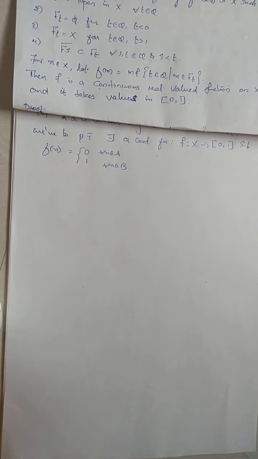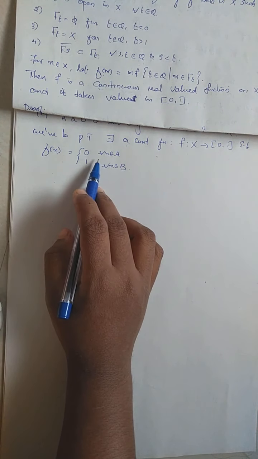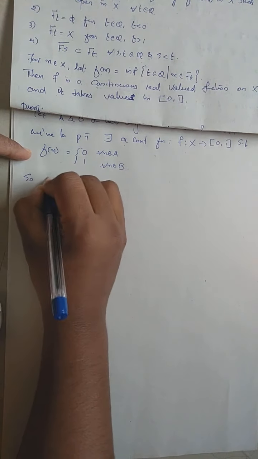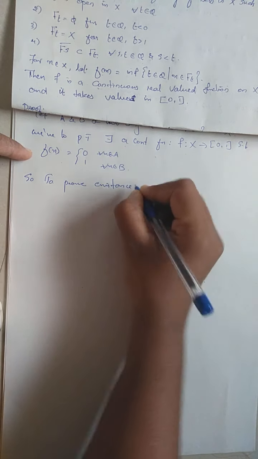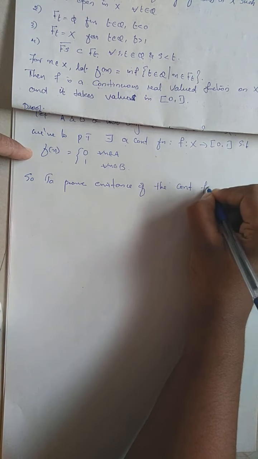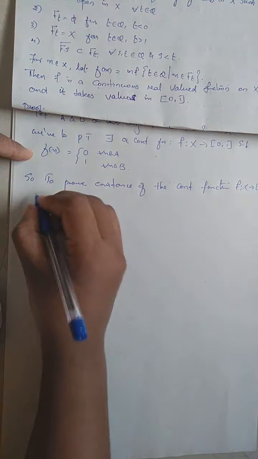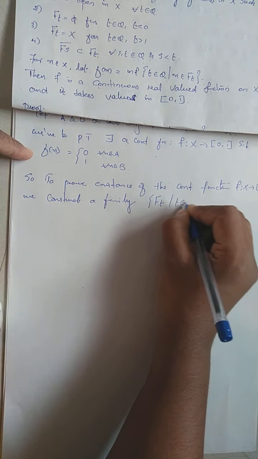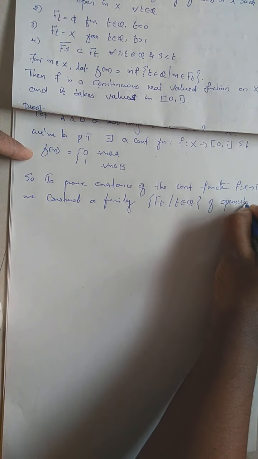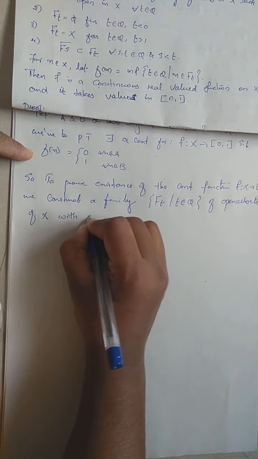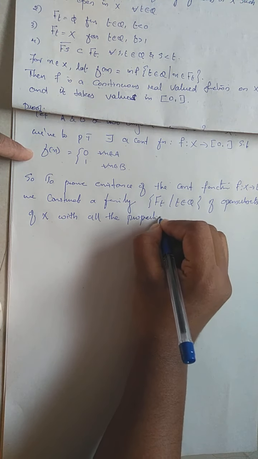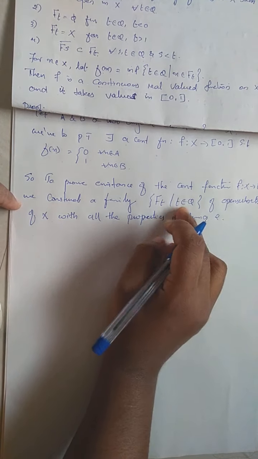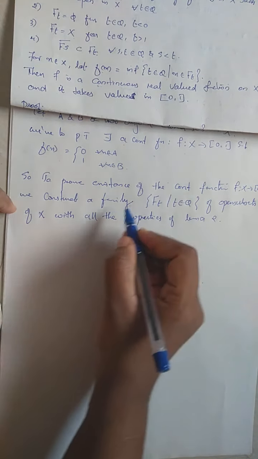So we want to make a continuous function with the required property. For that we make a collection of subsets of X with the four properties. To prove the existence of the continuous function f from X to the closed interval [0, 1], we construct a family of all F_t, t in Q, of open subsets of X with all the properties of Lemma 2. So we are going to make a countable collection of subsets of X. How will we construct this collection?